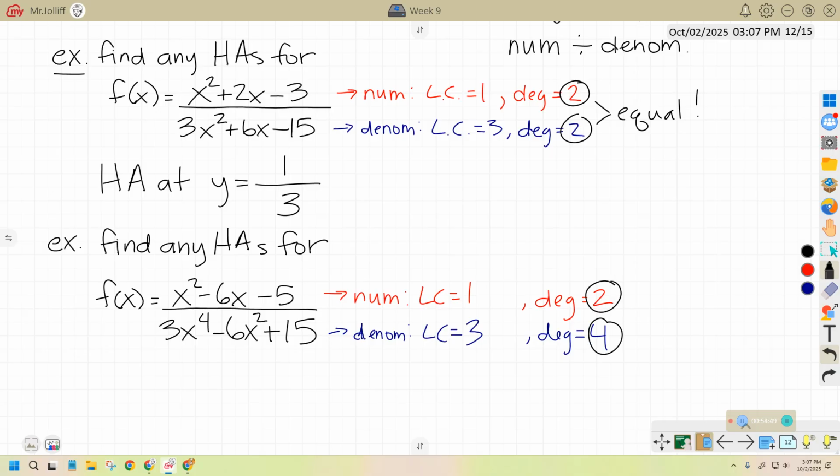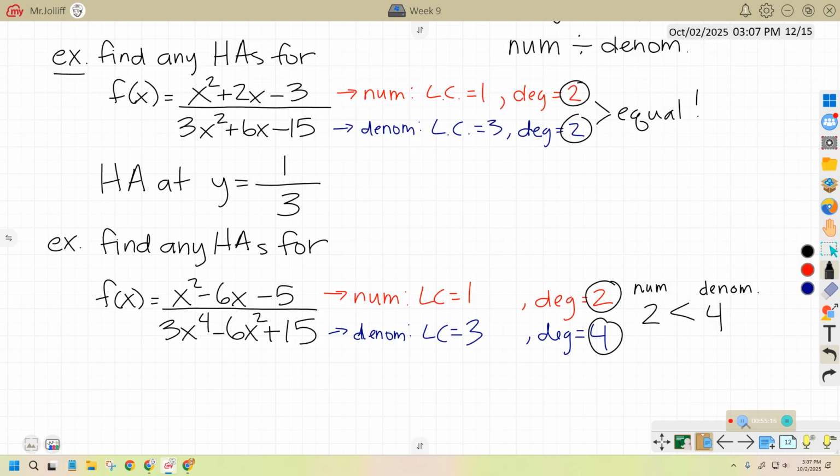2 versus 4. What is the relationship between 2 and 4? Which one's bigger? 4. 4 is bigger. Alligator eats the bigger number. 2 is less than 4. Numerator is less than denominator. Where is my horizontal asymptote?